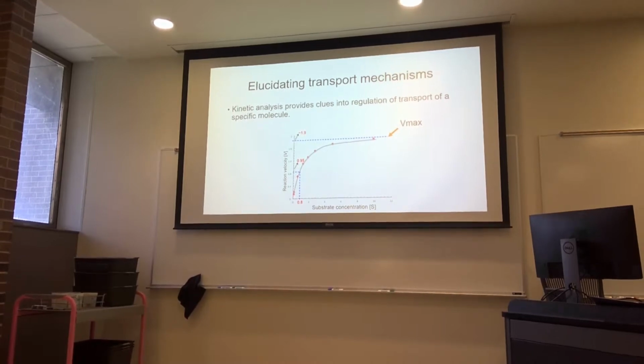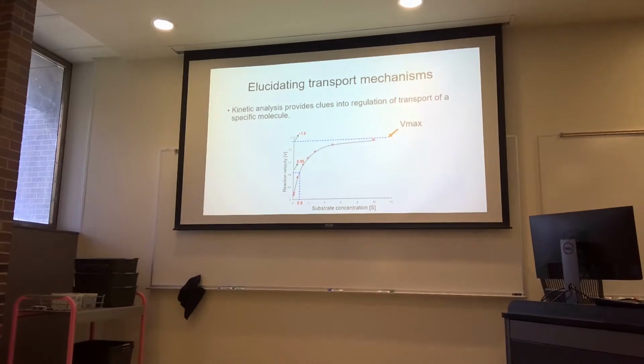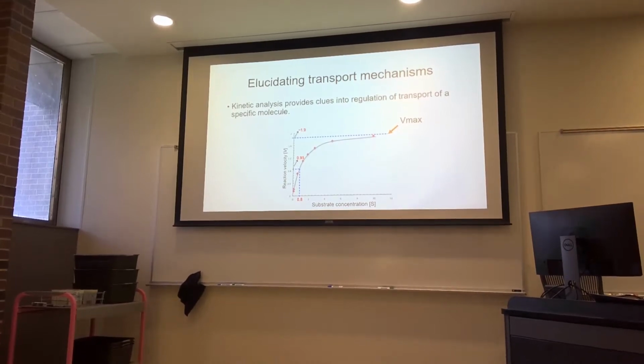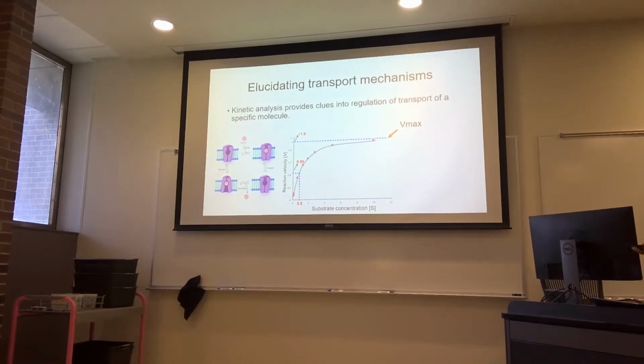point in which even if you add more and more and more substrate, the enzyme cannot work any faster because all of the active sites are occupied, right? That's what Vmax is. Even if you add more substrate, things aren't increasing anymore. It's saturated. We're not talking about enzymes. We're talking about transporters. So let's think for a minute about glucose.